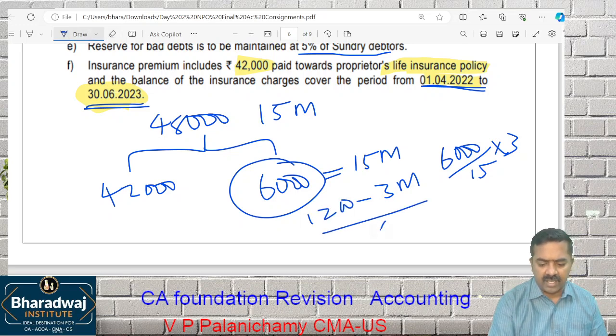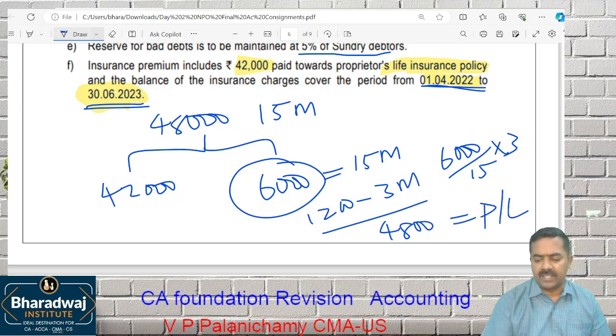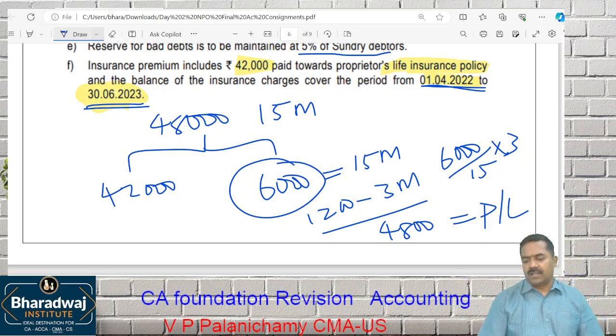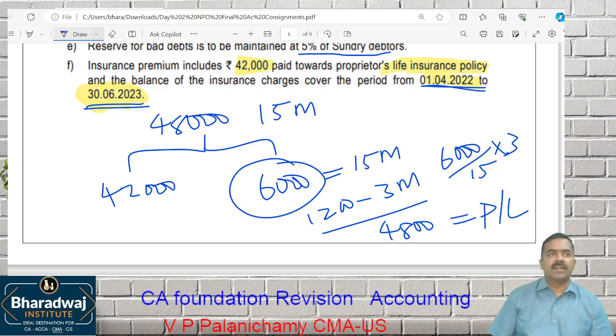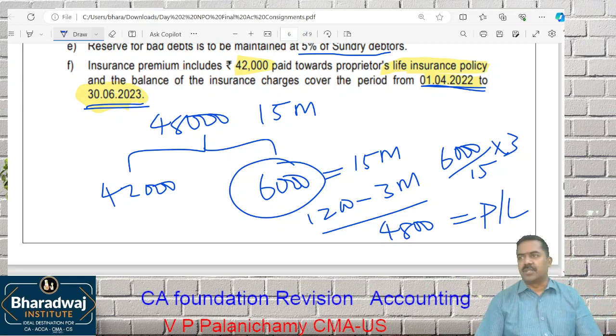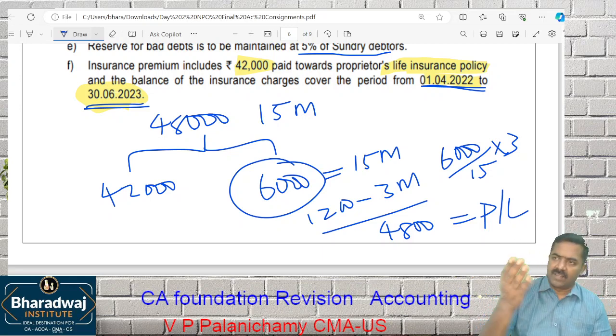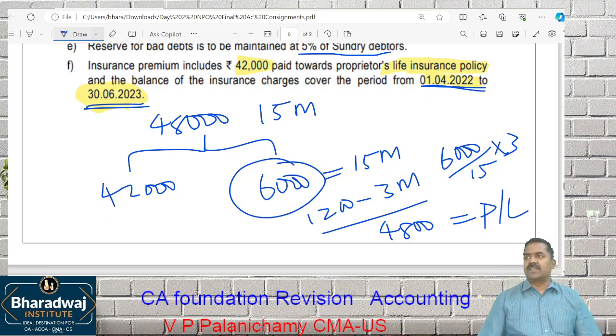1,200. So current year expense will be how much? 4,800. This will be taken in which account? P&L account. So out of 6,000, 3 months you eliminate. That is like a prepaid insurance that will come in what? Balance sheet. So only the 3 months will be eliminated. Remaining 4,800 will be charged in which account? P&L account. Try it. First start with trading account.